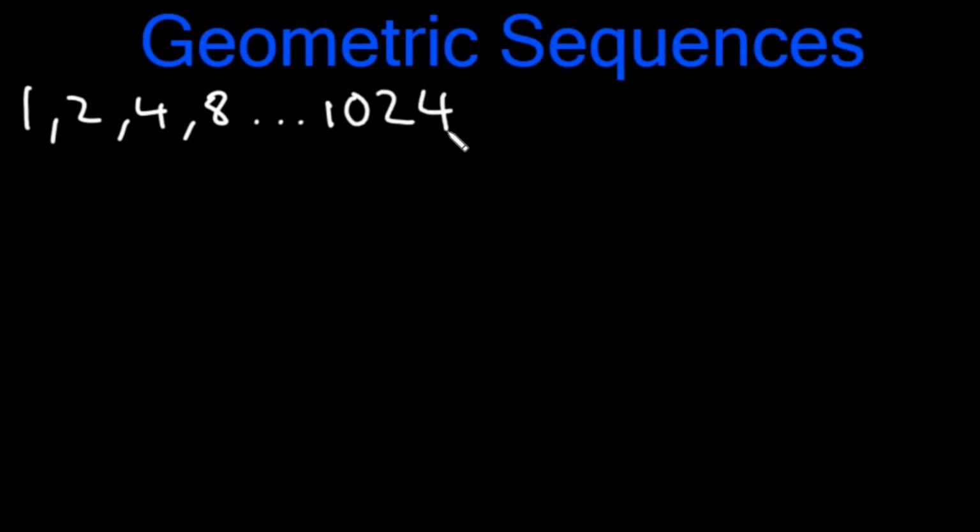First, we need to define a few things. The first term, which is 1, is called A. The number that we have to multiply by each time is 2. This is called R.